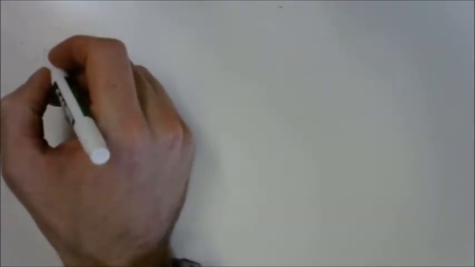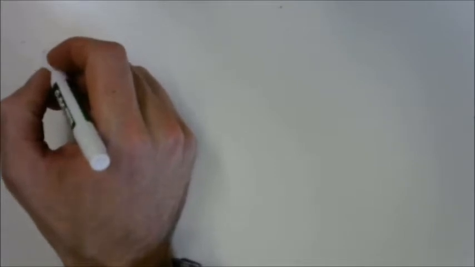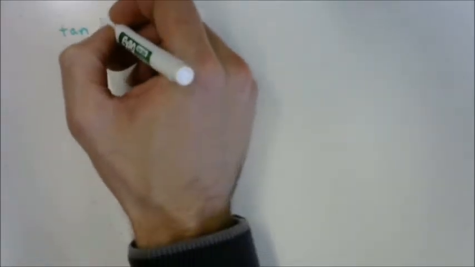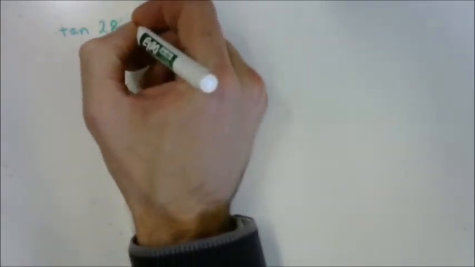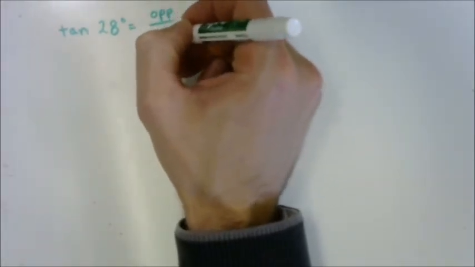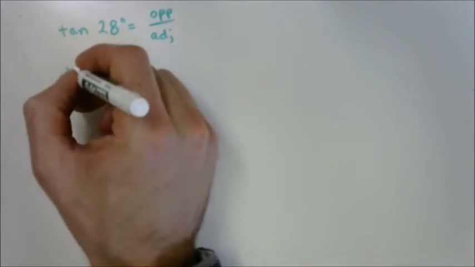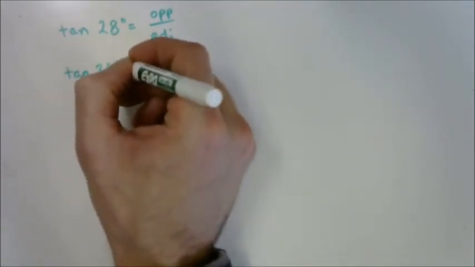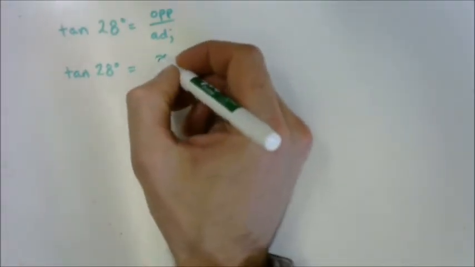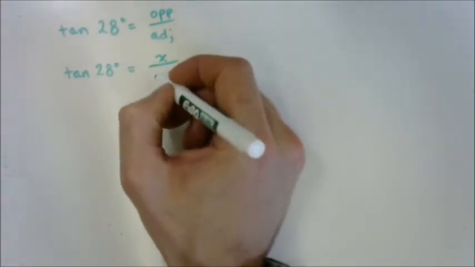So let's use tangent. We're going to write a tangent ratio for the given angle in terms of the side length. So we know that the tangent of any angle, in this case we're given the angle is 28, is going to be equal to the ratio opposite over adjacent. Do we have any of that information with regard to the given angle? Do we have opposite? Well, opposite is x, and adjacent is 9.2.